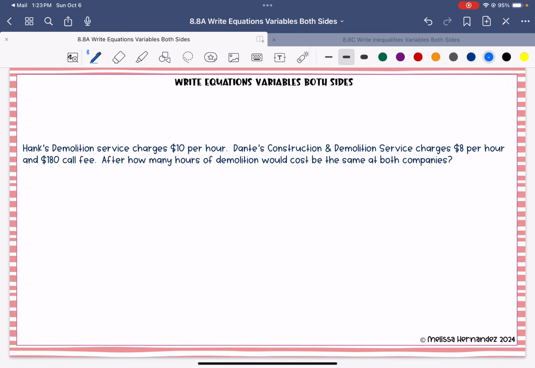Okay, Hank's demolition service charges $10 per hour. Dante's construction and demolition services charges $8 per hour and $180 call fee. After how many hours of demolition would cost be the same at both companies? All right, so let's first put our equal sign because it's the same. Hank is going to be on one side, and then Dante's is on the other.